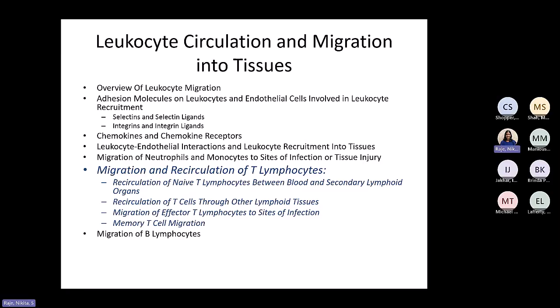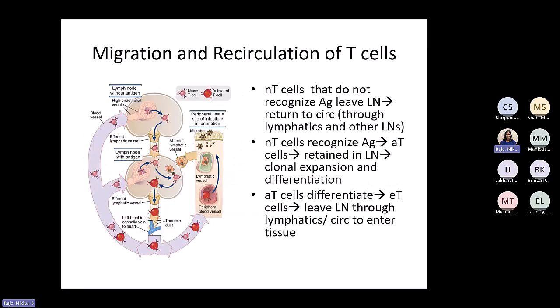Talking about migration and recirculation of T lymphocytes. So that has various features and we'll talk about each one of them. Let's talk about naive T cells. Where are naive T cells? They are produced in the thymus. Once they are produced in the thymus, they are going to enter the circulation. When they enter the circulation, they go to the lymph nodes. And how do they end up in lymph nodes?